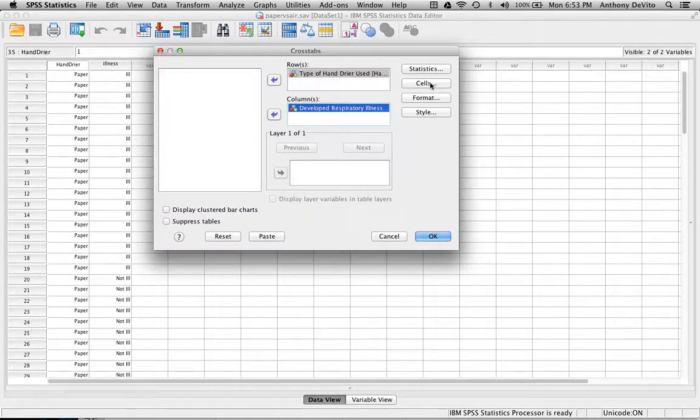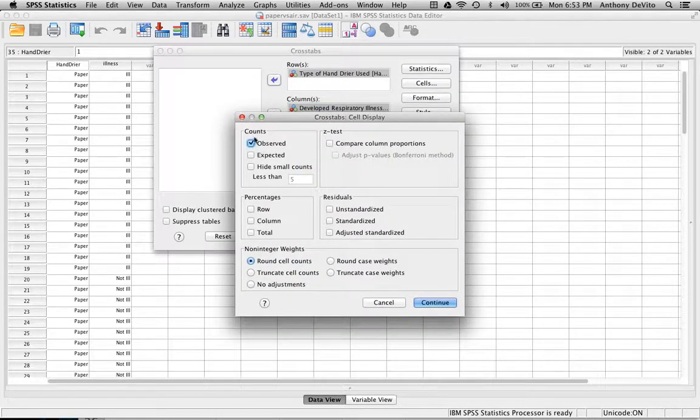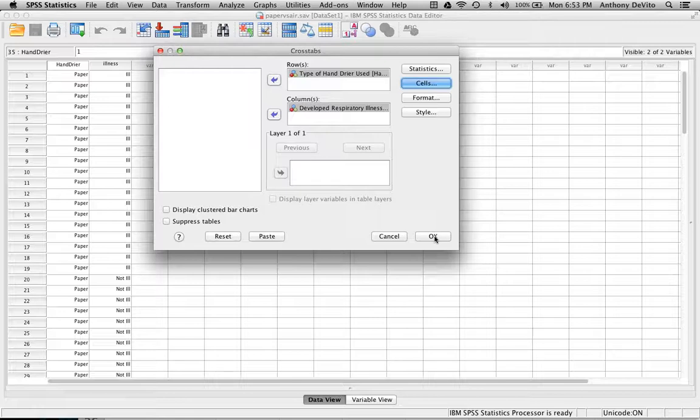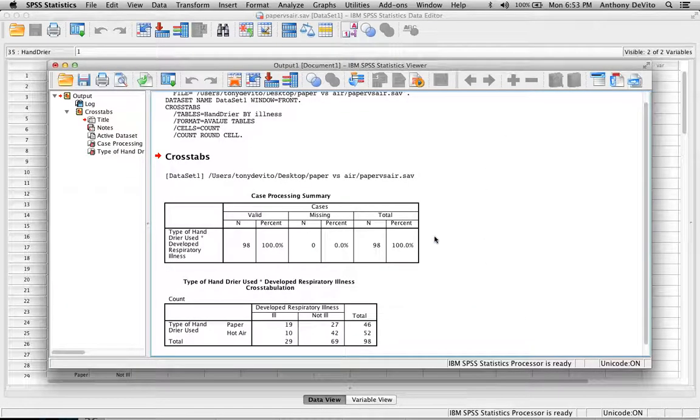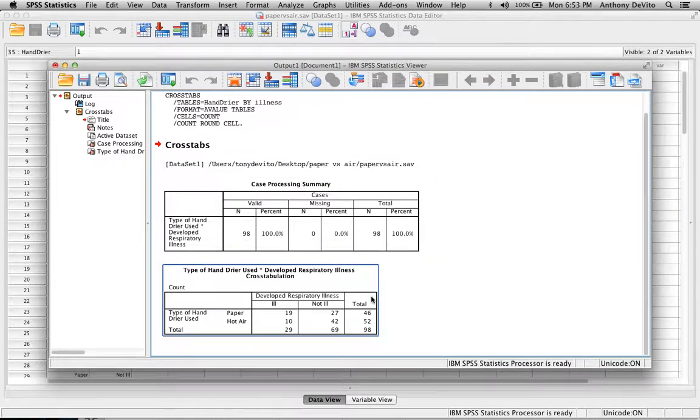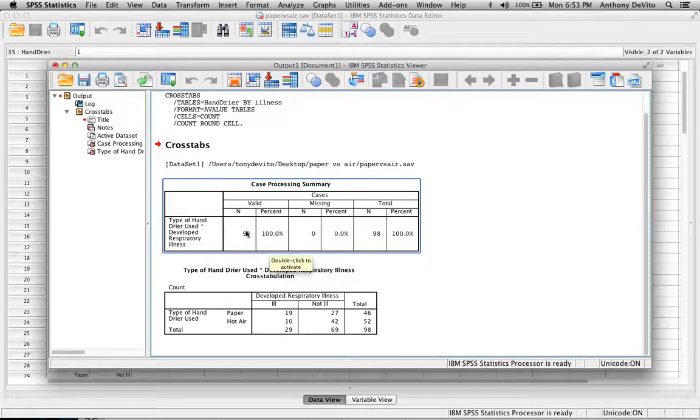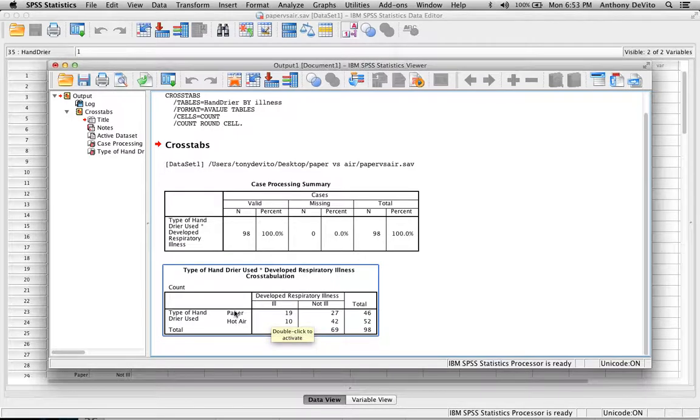Now I'm going to go up to cells. Right now, the only thing SPSS is going to do for me is calculate the observed values. It's not going to do anything else for me. I'm going to click OK because I'm going to do this in a few steps so you can see the process. Okay, so here we go. SPSS calculated the 98 cases. And look at this: paper, 19, hot air, 10 out of 46, and so on. It created the table that we started from, right? That's all it did so far.